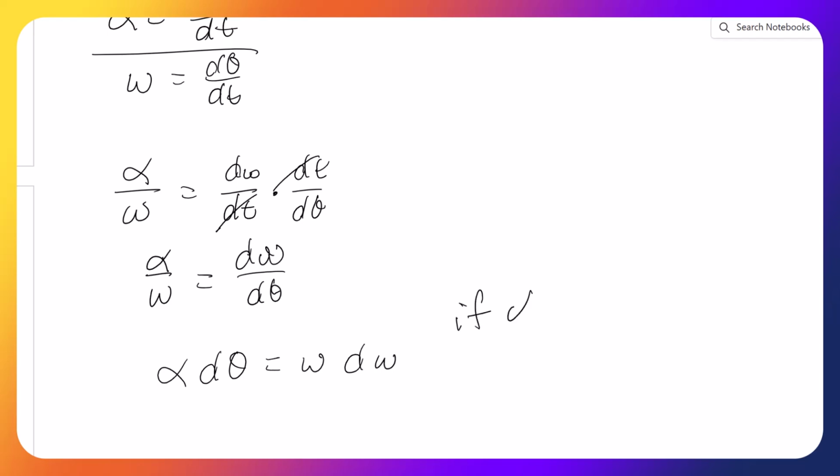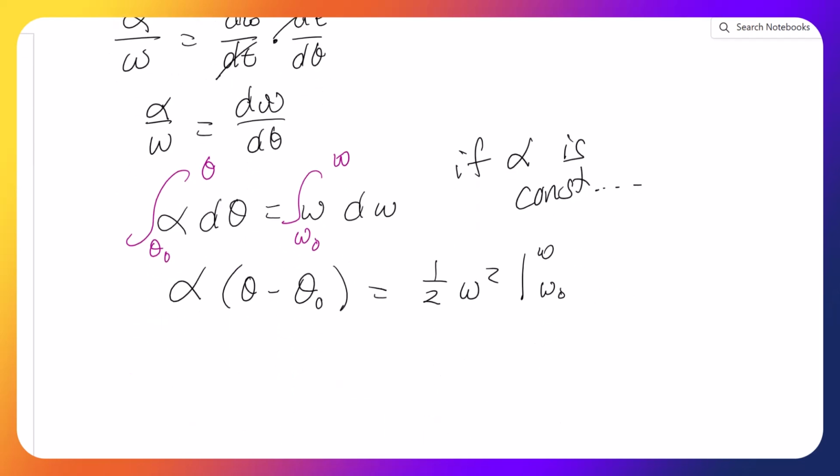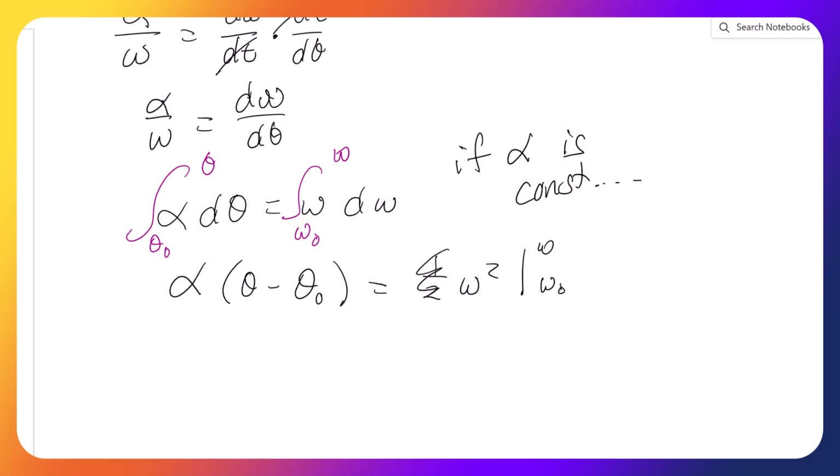And if alpha is constant, and we integrate, then we have alpha times theta minus theta naught equals 1/2 omega squared evaluated from here to here. And if I put the 2 over here and do some fun math, I get omega squared equals omega naught squared plus 2 alpha delta theta, which is literally just this thing.